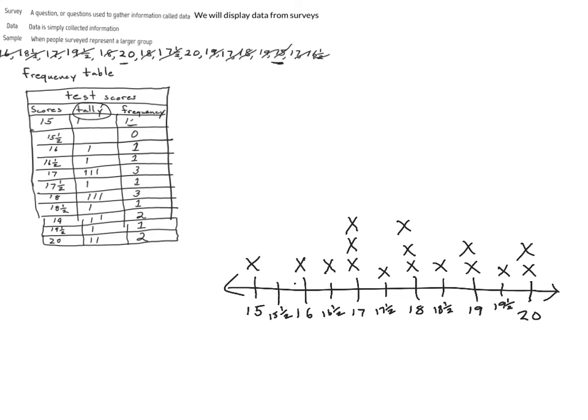We need to label this, so we're going to write up here: test results. So that's our title. Over here we could put frequency, or how many people scored. And at the bottom we could put test scores. So it's important we include a title and labels as well. Now it's your turn to try it. Good luck, and let me know if I could help in any way.